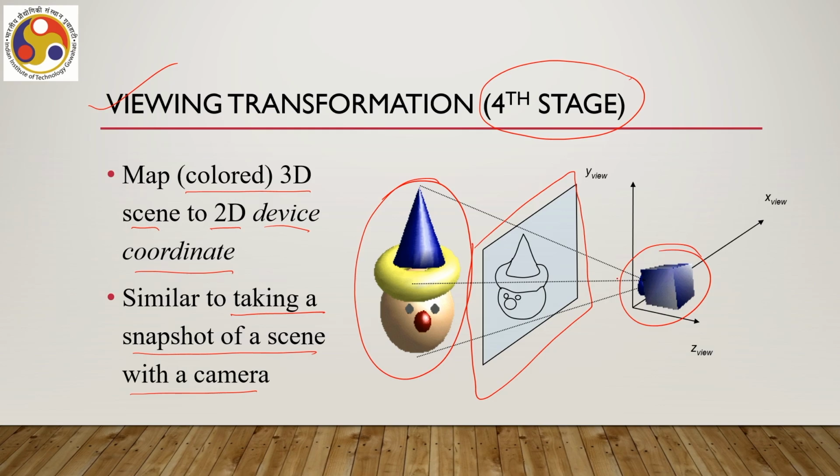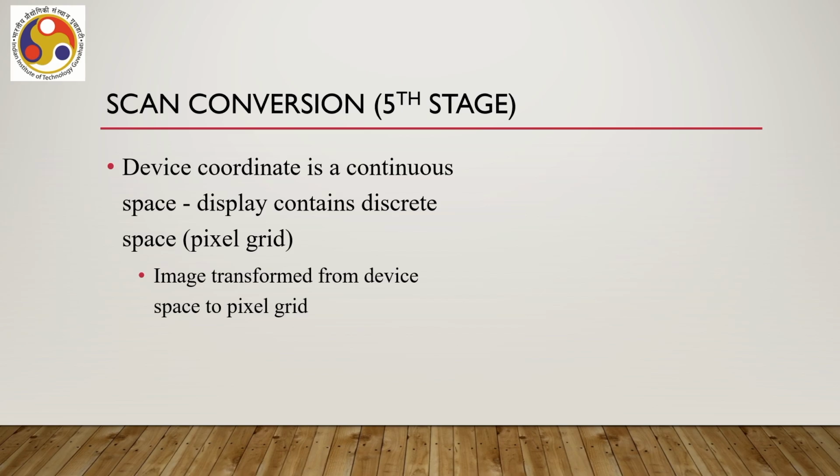Now, with the camera we are taking a snapshot, means we are viewing this same 3D scene on a 2D plane as shown here, and this is the viewing transformation, transferring from 3D world coordinate scene to 2D device coordinate space. Then there is the final or the fifth stage, that is scan conversion. Now, we said that we are through view transformation, we are actually transferring from 3D world coordinate scene to 2D device coordinate space.